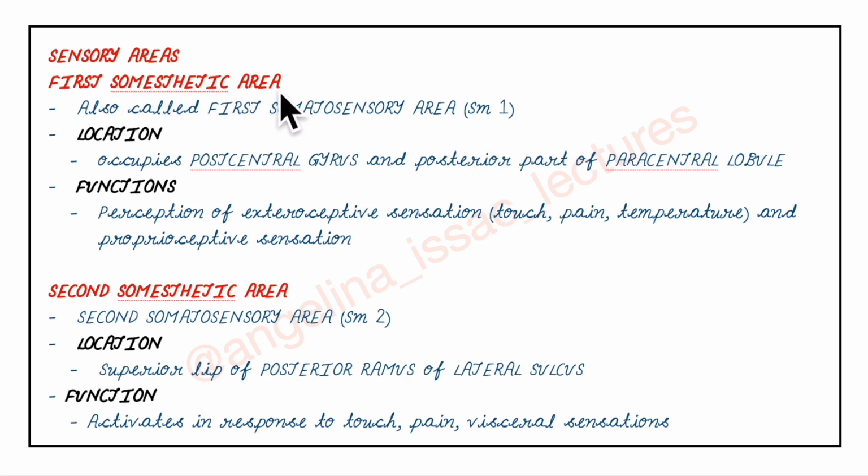We have the first somesthetic area, which is also called the first somatosensory area. It occupies the post-central gyrus and posterior part of the paracentral lobule. Its function is perception of exteroceptive sensation, that is touch, pain, temperature, and proprioceptive sensation. Now the second somesthetic area, which is also called the second somatosensory area, is located in the superior lip of the posterior ramus of the lateral sulcus. And its function is it activates in response to touch, pain and visceral sensation.